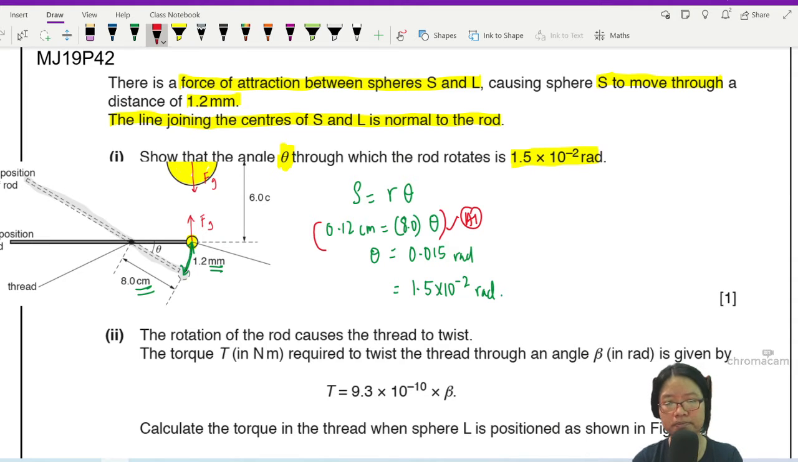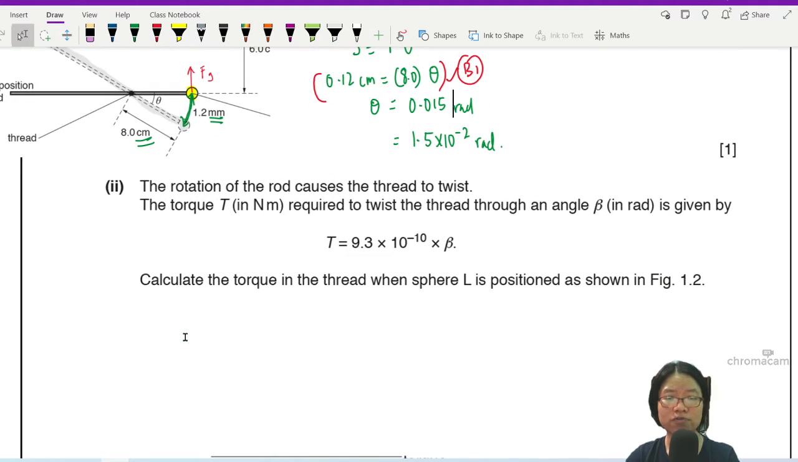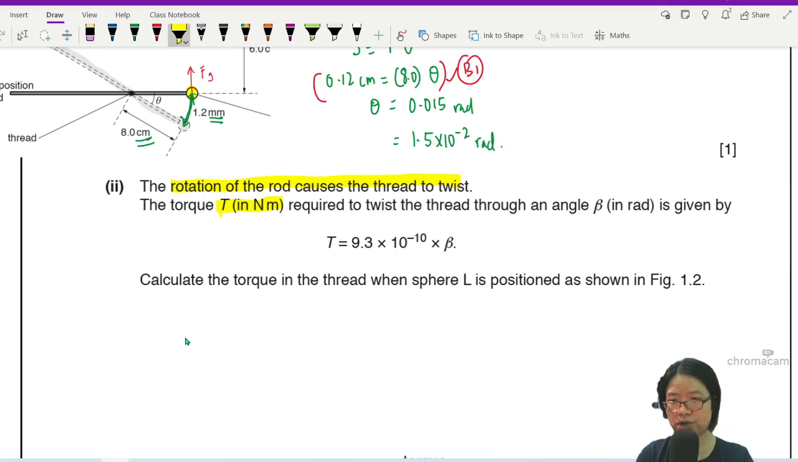Actually, it's B1. Okay. Part 2. The torque of the rod, the rotation of the rod, sorry, causes the thread to twist. The torque T in Newton meter required to twist the thread to an angle beta in radian is given by this equation. So they give you the equation.